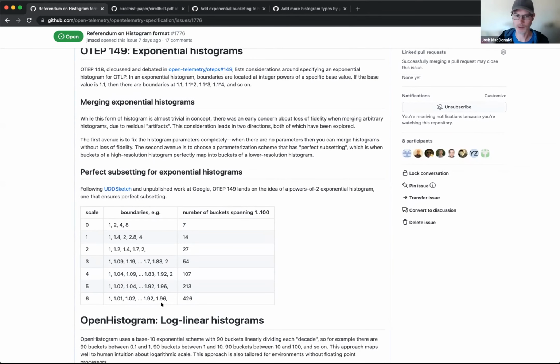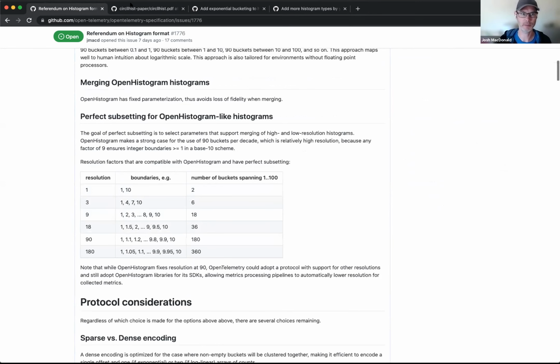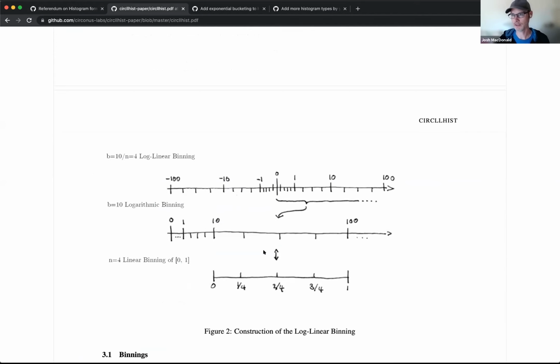Okay, but why are people talking about Open Histogram? It's sort of the same idea. I pulled up their paper. I think they had a great diagram. The idea in Open Histogram is essentially called log linear. You have 2 parameters. One is the logarithmic scale, and one is a linear scale. So you do logarithmic for your exponents, basically, and then you do linear within each exponent.